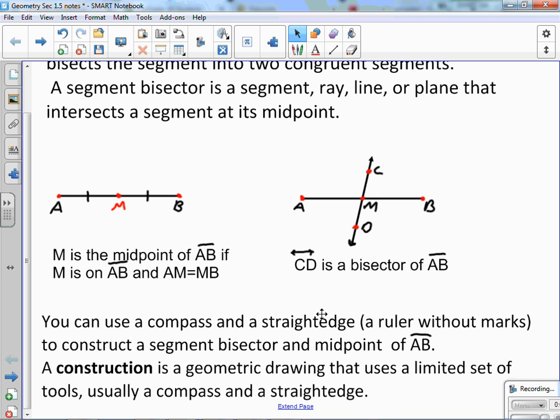And once we get into using our compass and straight edge, we won't do that till later on in the year, but it's possible to take a compass and straight edge and just construct a segment bisector and midpoint of segment AB. And when we are using a compass and a straight edge, that's called a construction, which is a geometric drawing that uses a limited set of tools, usually a compass and a straight edge. So using those two tools to create some sort of geometric drawing is considered a construction.